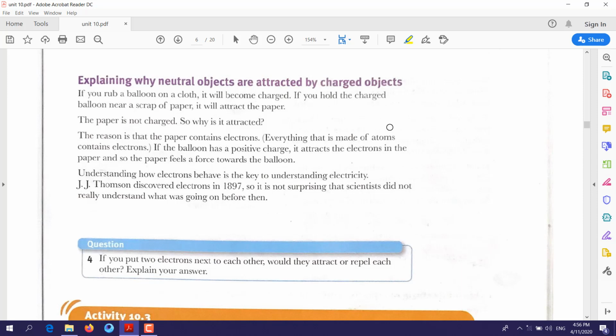So your hair, let's say it's neutral, no charge, but if you move a balloon next to it, let's say the balloon is positively charged. If the balloon is positively charged and your hair has electrons in its atoms, what will happen? The balloon will attract your hair.